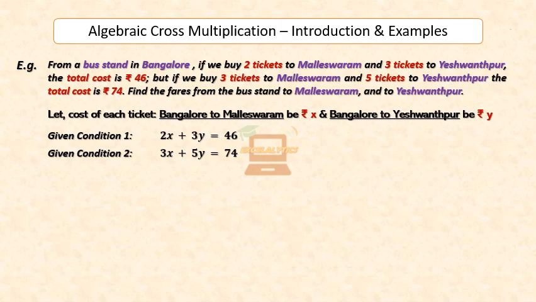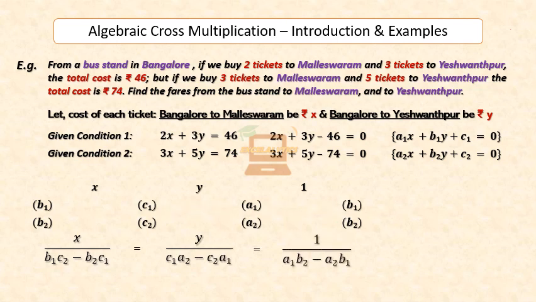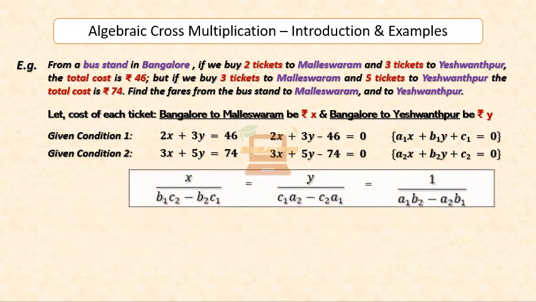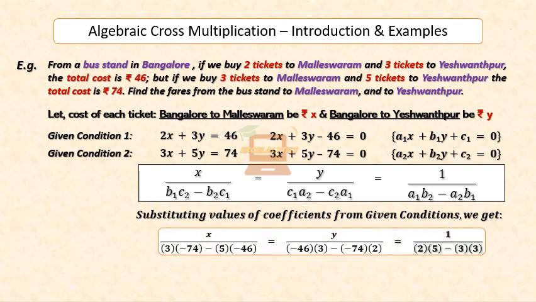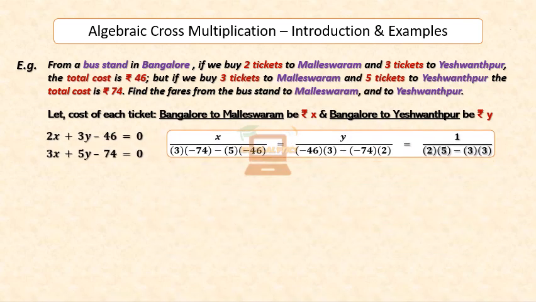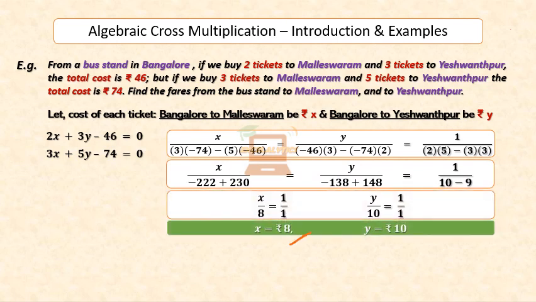We will now rewrite both the equations in the format a times x plus b times y plus c equals 0. We can now compare the coefficients a1, a2, b1, b2, c1, c2 with the values given in the conditions. Now, we are ready to apply the algebraic cross-multiplication method. Substituting the values of the coefficients on comparing with the standard form, we get the following algebraic equation by cross-multiplication. On simplifying the equation, and separating the two equations from the common equation, we get the values of x and y as rupees 8 and rupees 10 respectively.